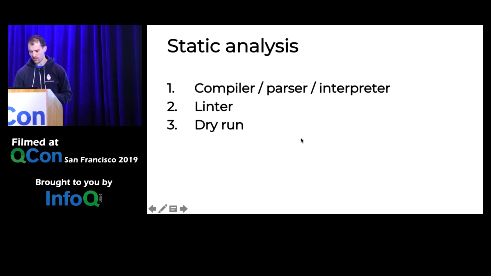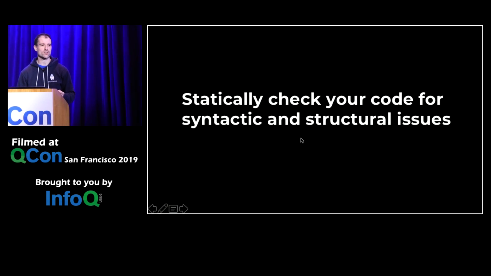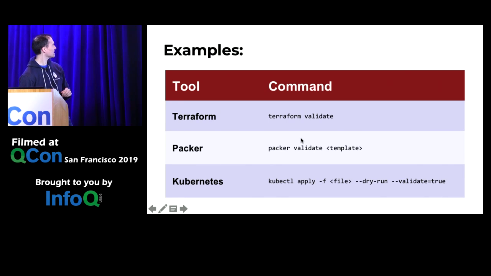So the first one are the compilers, the parsers, the interpreters for whatever language you're using. The idea is these things are checking your syntax, the structure of your code, the very basic thing. Does it compile? Is this valid? YAML, HCL, Go, whatever language you're using. There's a variety of these tools. I don't know how well you can read some of the smaller text in the back, but I'll go through this really quick. So for example, for Terraform, you have the terraform validate command.